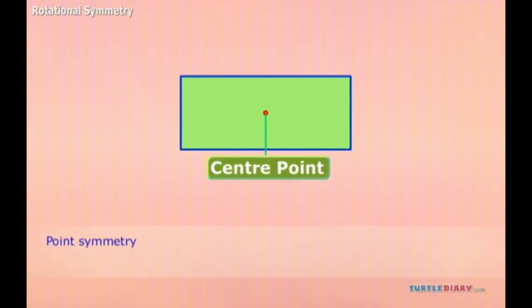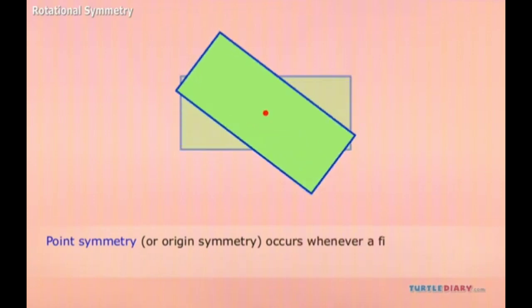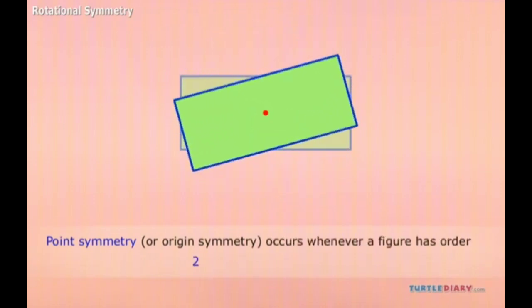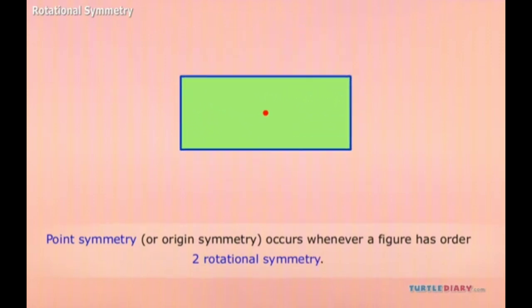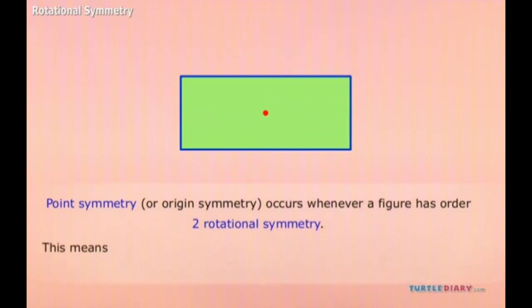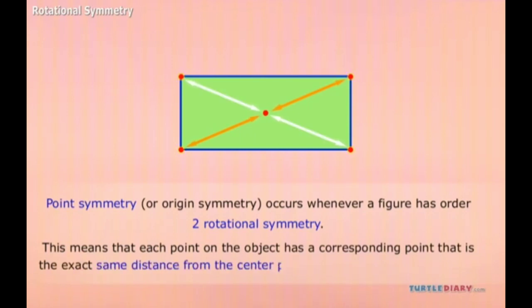Point symmetry, or origin symmetry, occurs whenever a figure has order 2 rotational symmetry. This means that each point on the object has a corresponding point that is the exact same distance from the center point, but in the opposite direction.